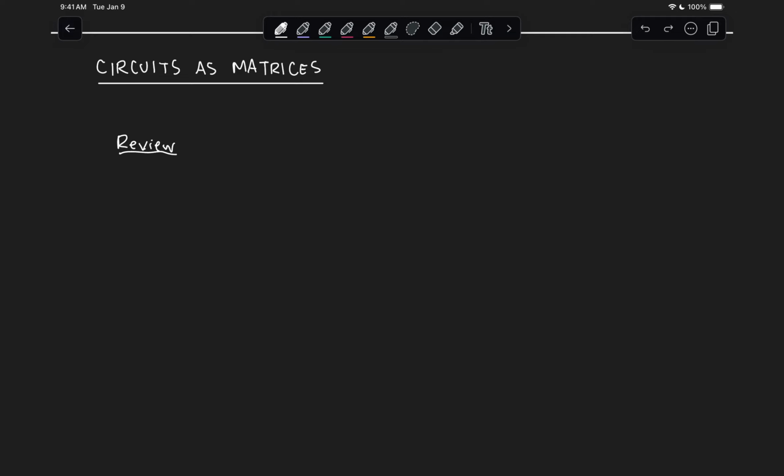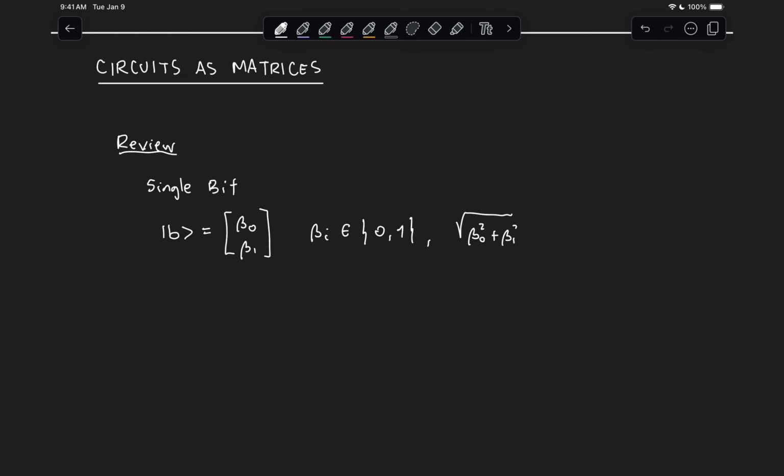So we said that the general definition for a single bit represented in its column vector form is given by a vector with components beta 0 and beta 1, where these two entries can only take values of 0 and 1, but where we also have to meet the restriction that the length of the vector, which is given by the square root of the sum of its components squared, must be equal to 1.